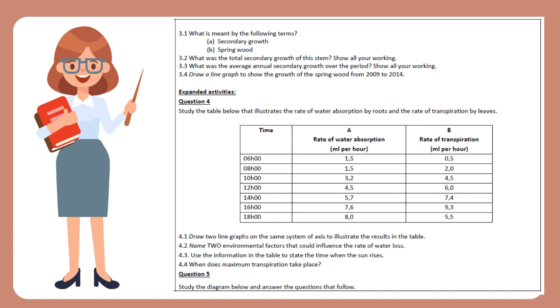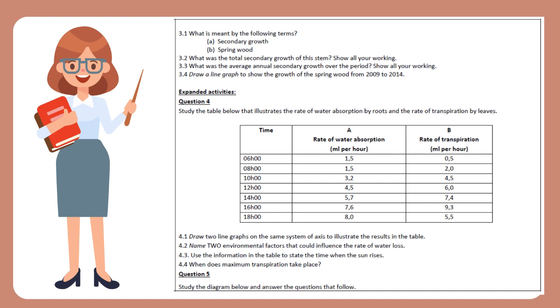Expanded activities. Question 4. Study the table below that illustrates the rate of water absorption by roots and the rate of transpiration by leaves. 4.1 Draw two line graphs on the same system of axis to illustrate the results in the table. 4.2 Name two environmental factors that could influence the rate of water loss. 4.3 Use the information in the table to state the time when the sun rises. 4.4 When does maximum transpiration take place?